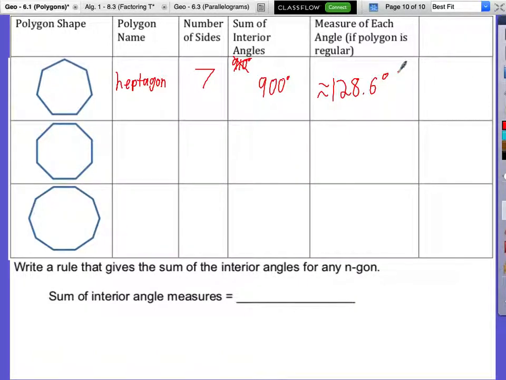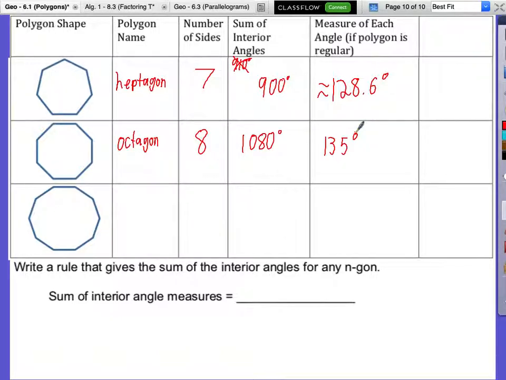Okay, so raise your hand if you have the 8-sided figure. Okay, Paige and Christine. So what was the name of that? Octagon. Thank you. Do you just add 180 every time? And what was the sum of the interior angles here? Very good, 1080. And so what was each angle then? 135, exactly right.